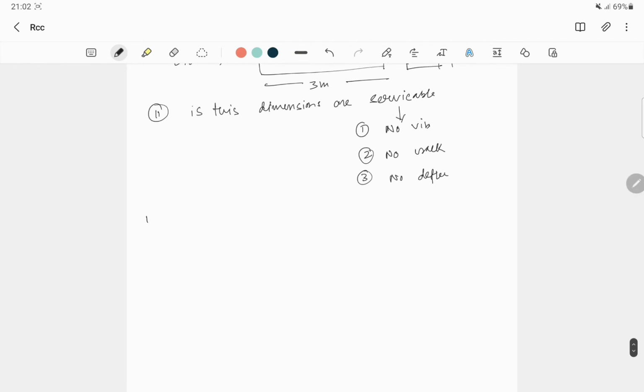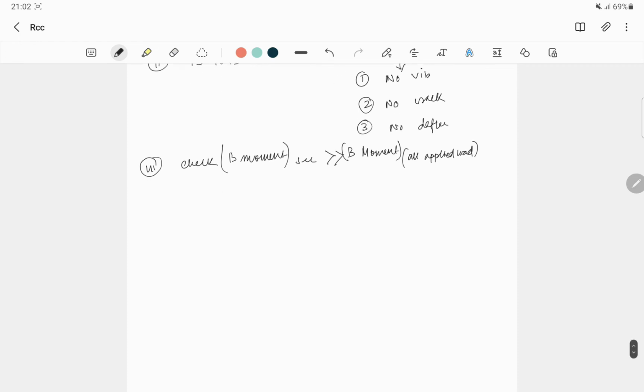Number 3, you have to check the moment, meaning definitely the bending moment capacity of the section is much greater than the moment, I mean to say bending moment, due to all applied load.